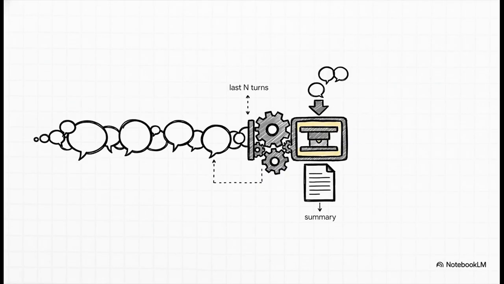So the engineering solution for this is something called history compaction. And it's basically a bunch of clever tricks. It can be as simple as, hey, let's just remember the last 10 things we talked about. Or it can be super sophisticated, like using another AI to summarize the early parts of the chat. The whole goal is to keep that workbench tidy and efficient.